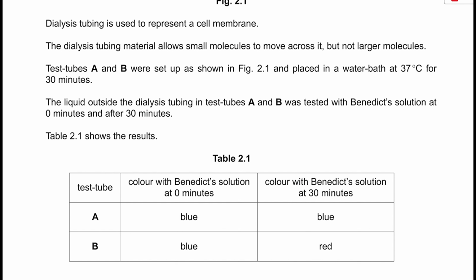At time 0, when Benedict was added into the samples from A and B, it remained blue. But after 30 minutes, when Benedict was used to test, for test tube A it turned blue, but for test tube B, it turned red.